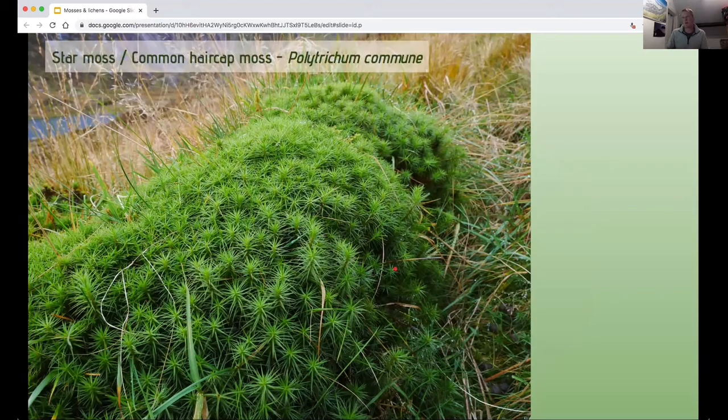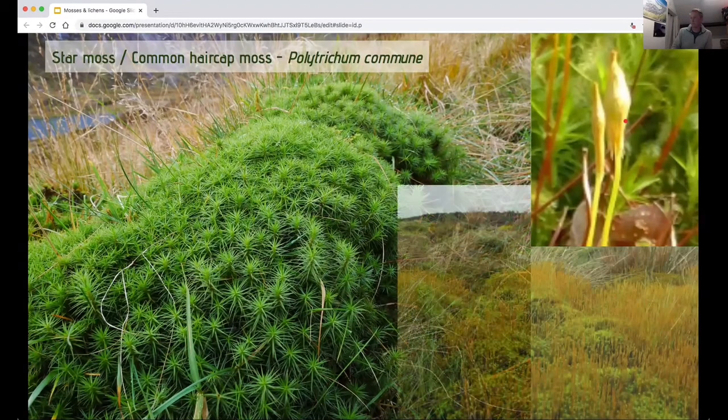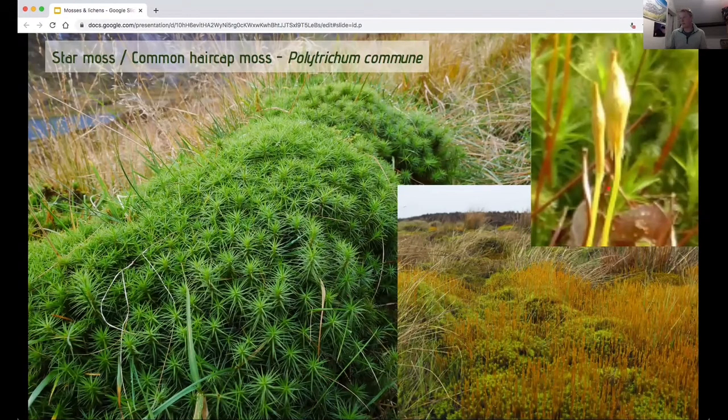I've always known it as star moss. It's otherwise known as common hair-cap moss, and Polytrichum means lots of hairs, and the capsule that you get at the top, very poor image there, I had to zoom in, but you get lots of hairs on the capsule, and that's an example in a wet upland area in the UK. So you can see they're very prominent spore structures there.